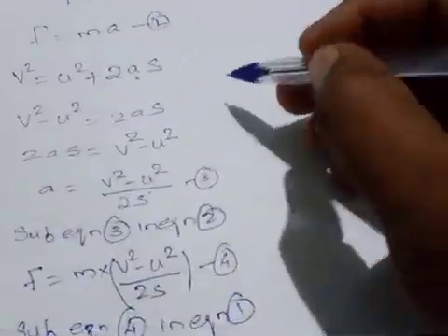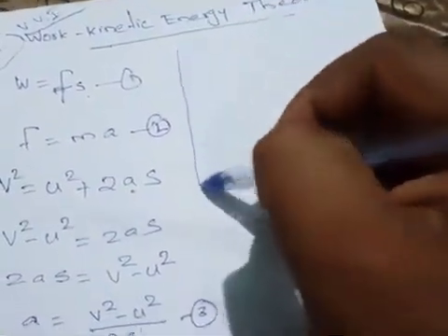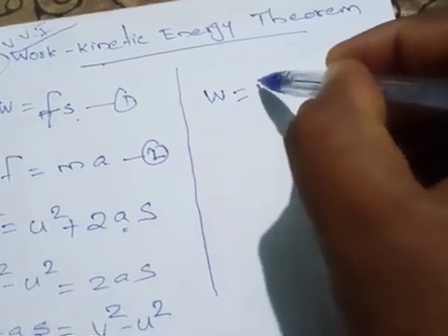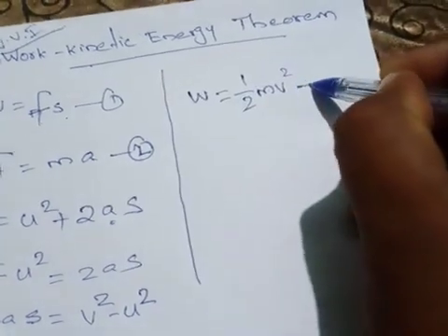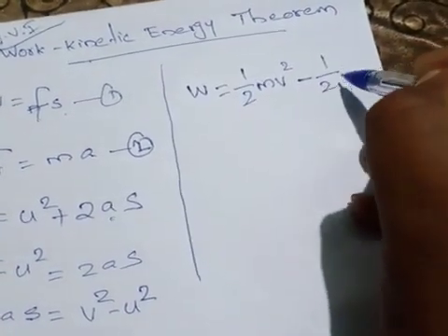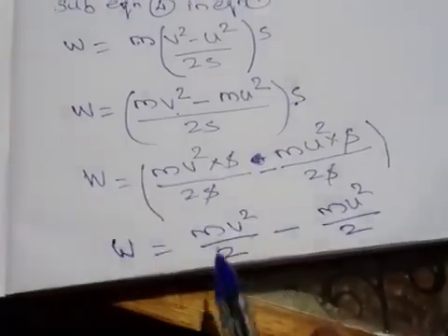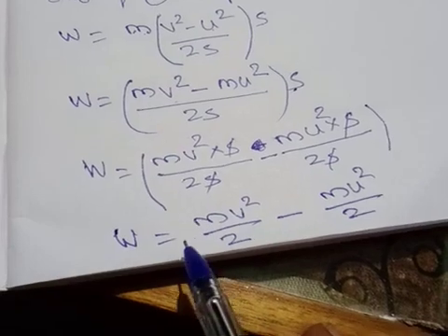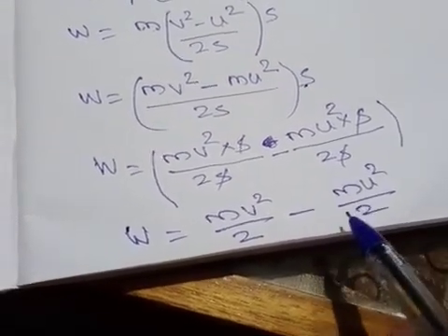So we can write this W equal to 1 by 2 MV square minus 1 by 2 MU square. Here the same equation only. I am taking this 2 outside. So 1 by 2 MV square. Here 2 I am taking here 1 by 2 MU square.